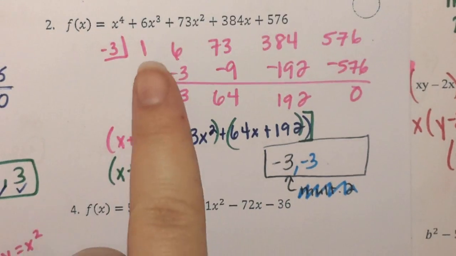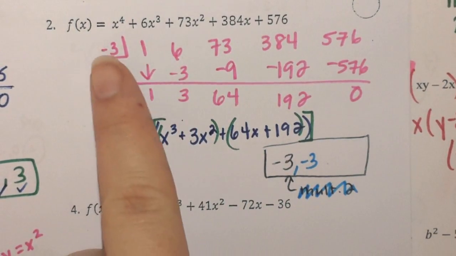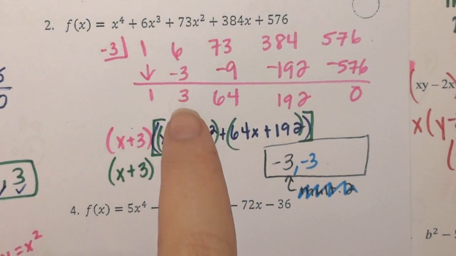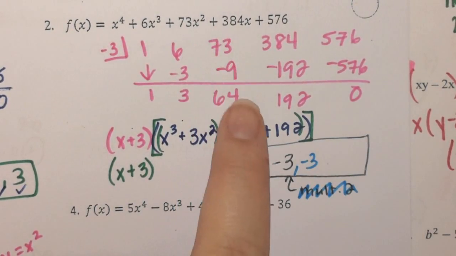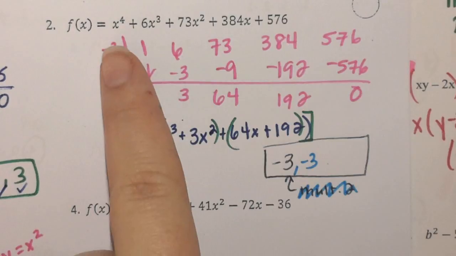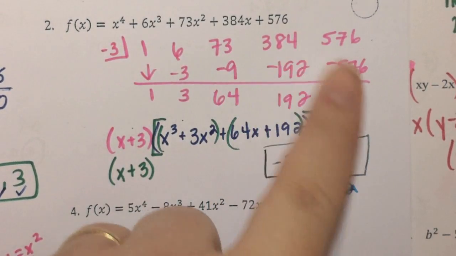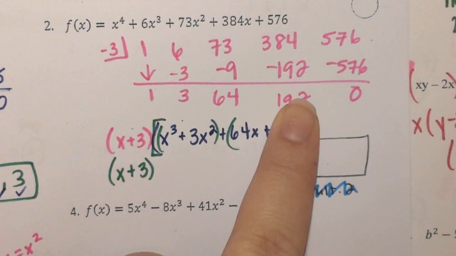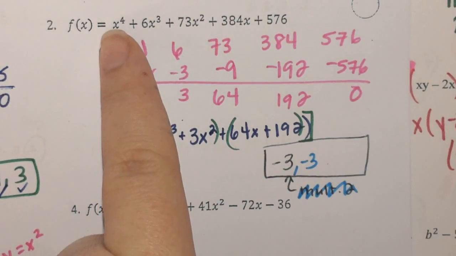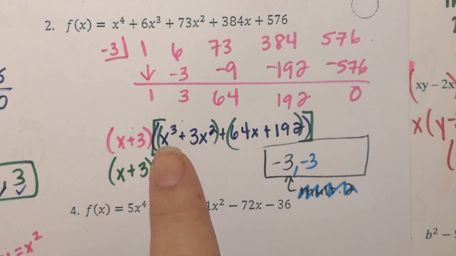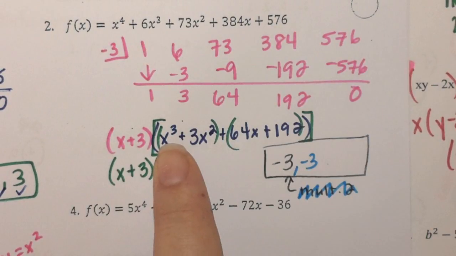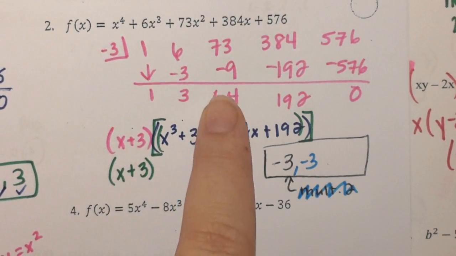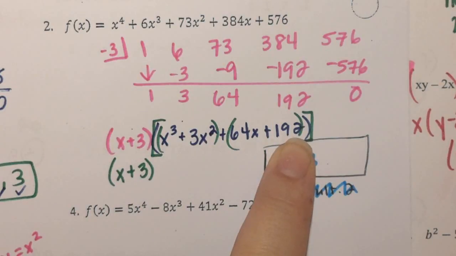Okay, so we were doing synthetic division. We brought down the 1. 1 times -3 is -3. 6 minus 3 is 3. 3 times -3 is -9. 73 minus 9 is 64. 64 times -3, -192, and etc. So we got to this. We had started off degree 4, so our answer starts off degree 3. And that's how we got this blue line, x to the third plus 3x squared plus 64x plus 192.